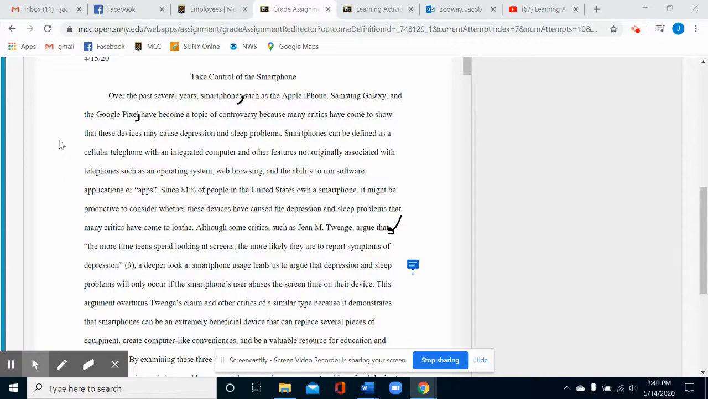Hi, this lecture will cover a draft written by another student in TRS 099 on their synthesis essay. So let's just go through a little bit of their first paragraph and kind of figure out why the student did such a great job with their synthesis essay.